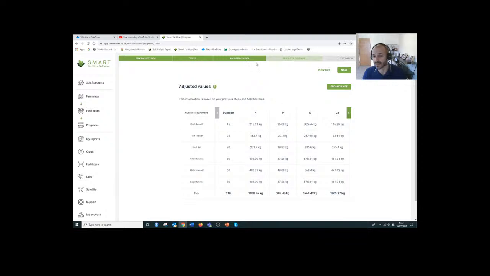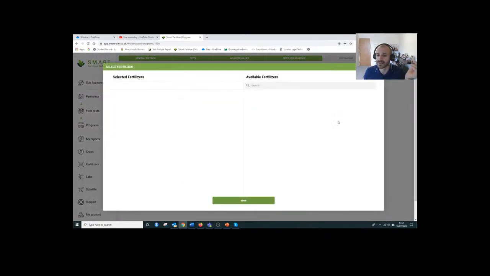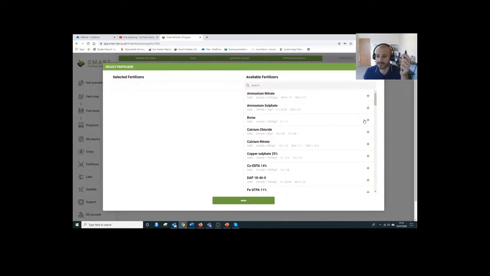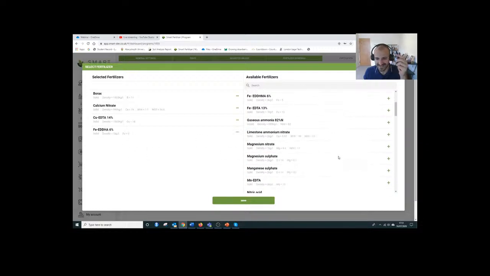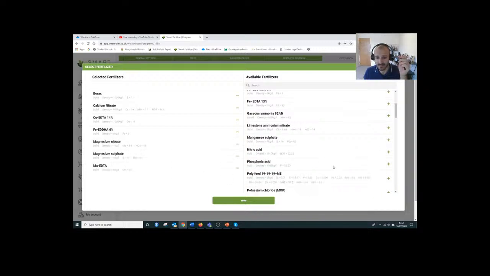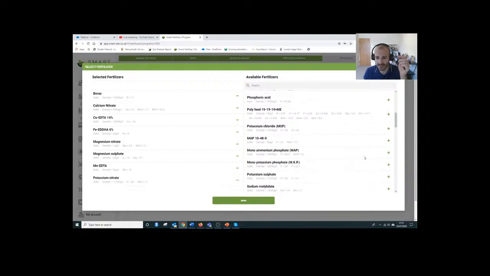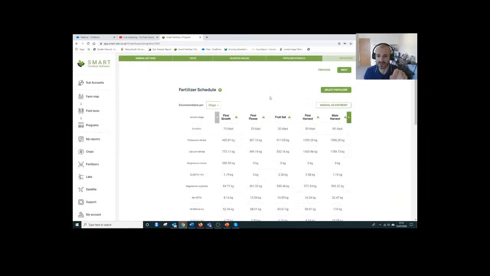In this case we have a greenhouse but not hydroponic, but I will show you anyway. And here you have to select the fertilizer from our database. So what do you want to use? I don't know, borax, calcium nitrate, copper. Let's choose the expensive iron, as I mentioned before. Magnesium nitrate, sulfate, manganese, DTPA, and potassium nitrate, a source of P, sodium, and some zinc. Okay, save. As you can see, there is a calculation.